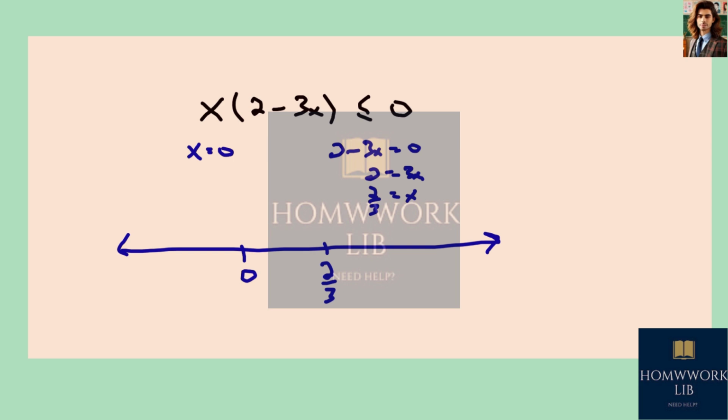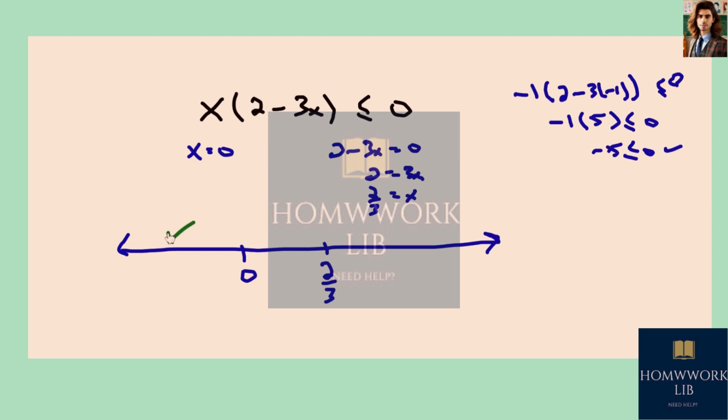So let's check something to the left of 0, like -1, to test. Is -1 times (2 minus 3 times -1) less than or equal to 0? Well, 2 minus -3 is 2 plus 3, or 5. And then we'd have -5 less than or equal to 0. That is true, so we're good here.